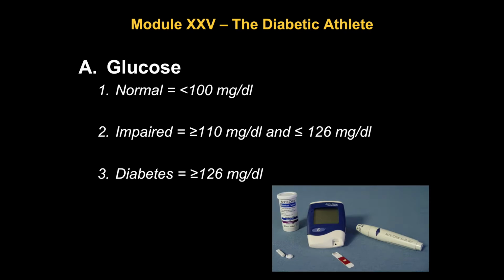Module 25, the diabetic athlete. Let's first take a look at glucose concentrations and see how we define diabetes mellitus using these values. Normal fasting glucose is considered less than 100 milligrams per deciliter, with the range of about 70 to 100 being the normal range for glucose concentration in the blood.